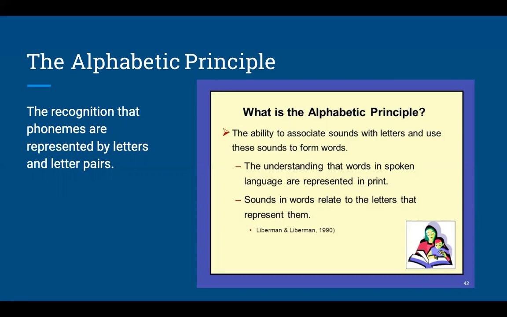So the understanding that words in spoken language are represented in print relates to this, and then sounds and words relate to the letters that represent them. If you're hearing the words book, look, took, shook, crook, you're going to have some similarity in terms of the letters that represent that similar sound in the middle. So there's the recognition that phonemes are represented by letters and letter pairs. Sounds are consistent with the letters that represent them, which is why teaching the alphabet comes before and during teaching reading, because those are the sounds that they use to make out the words.